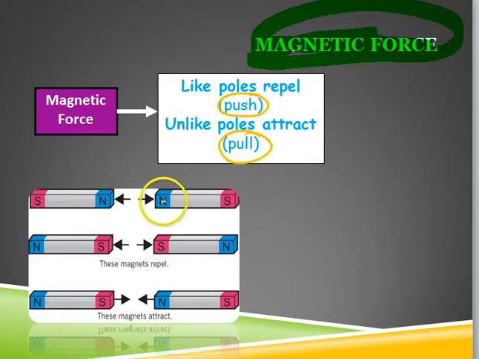So you can see here, North Pole, they repel. So this is a push. South Pole also repel. So this is a push. And last one, a South and North Pole, you put them together, this is a pull because they attract. So for magnetic force, repel equals push, attract equals pull.